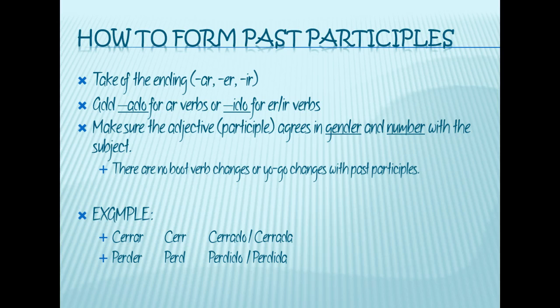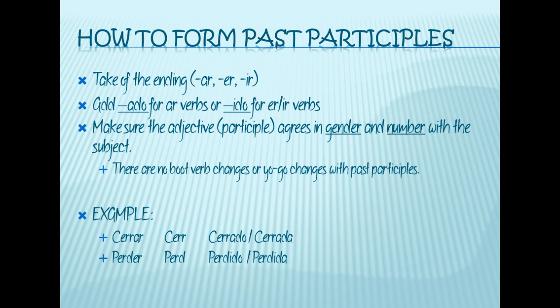So we form these by first taking off our endings. We take off our AR, ER, or IR, and then we add -ado, A-D-O, for AR verbs, or -ido for ER or IR verbs. I generalize them as -ado and -ido, but we do have to make these agree in both gender and number with the subject. So it could be -ados, -ada, or -adas, and then the same for ER and IR verbs. It could be -ido, -ida, -idos, or -idas. Also keep in mind that there are no boot verb changes or yo-gos with these past participles.